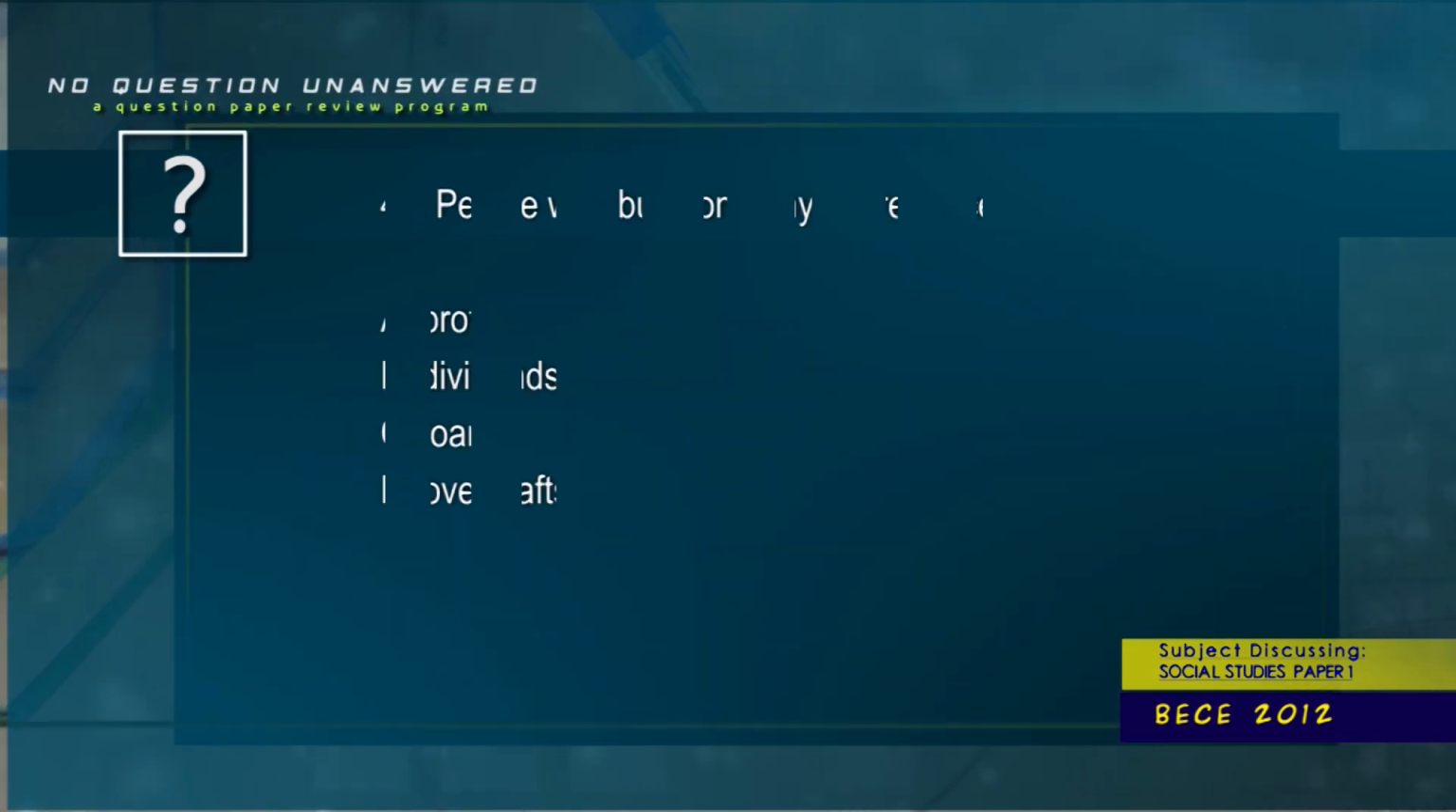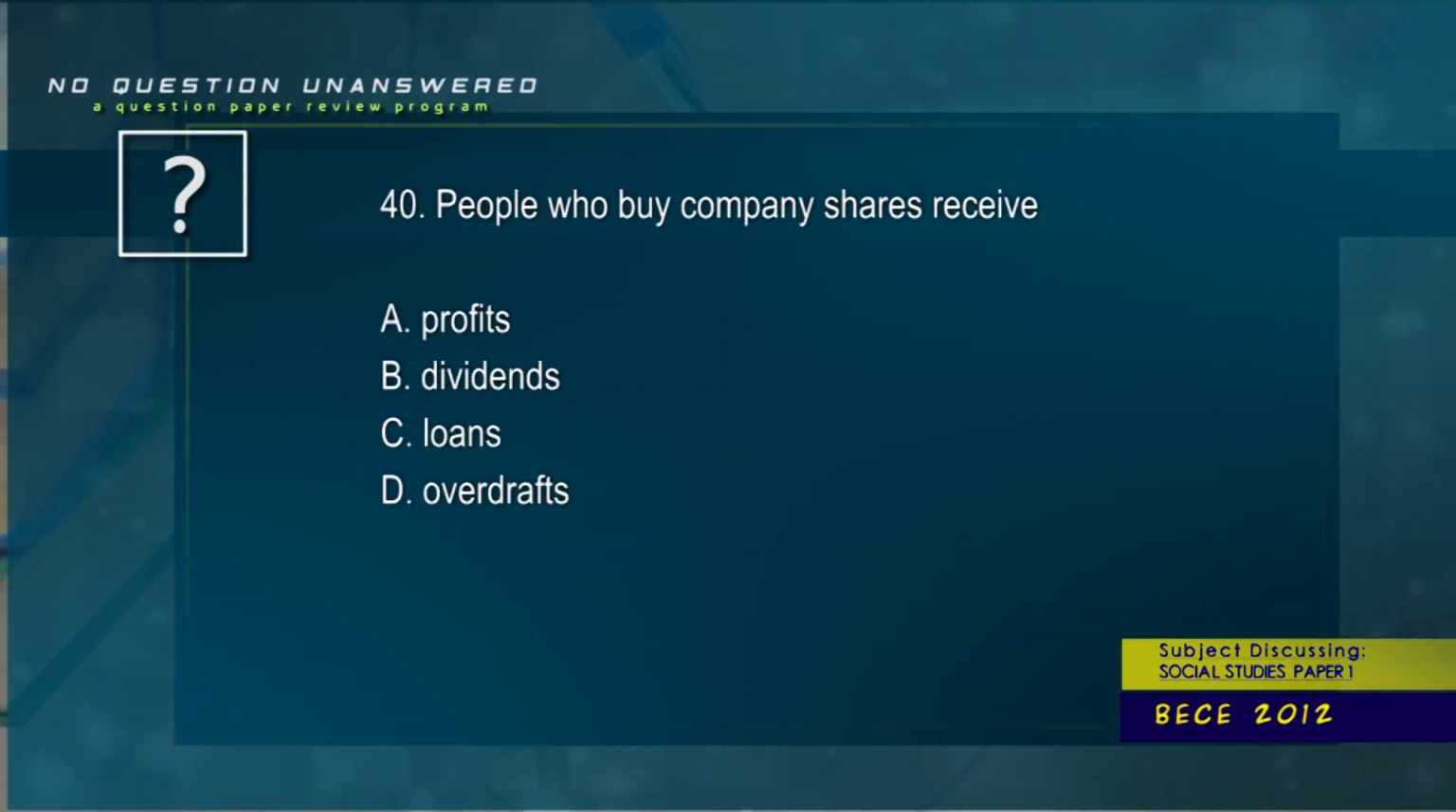Viewers, our last question reads, people who buy company shares receive A, profits, B, dividends, C, loans, D, overdraft. Viewers, our correct answer is B, dividends. People who buy company shares receive dividends. It cannot be A, profits, no. It cannot be C, loans. And it can also not be D, overdrafts. It is B, dividends. Viewers, that is the 2012 objective test, social studies.